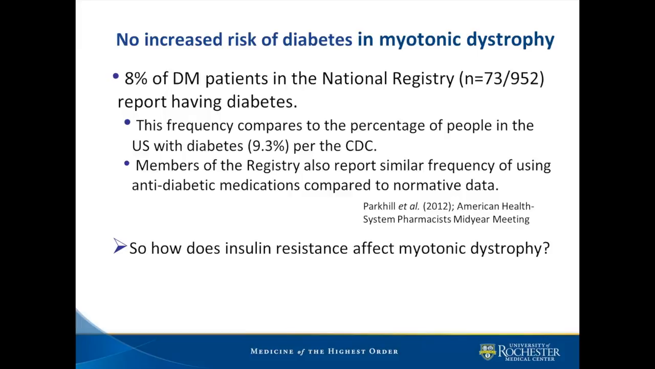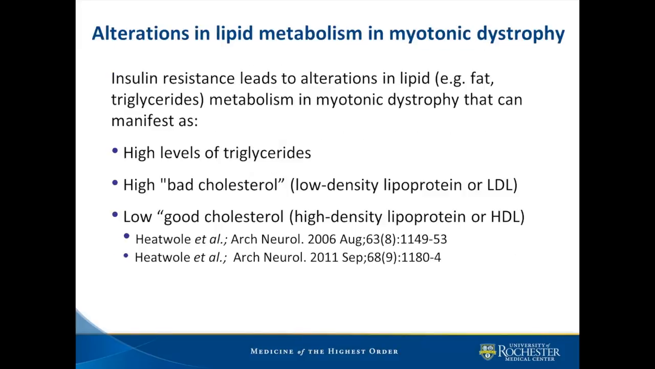And in general, I think that's encouraging. However, we already know from what I said several slides ago that insulin resistance is very common in myotonic dystrophy. So if it doesn't cause type 2 diabetes, how does this insulin resistance manifest itself?